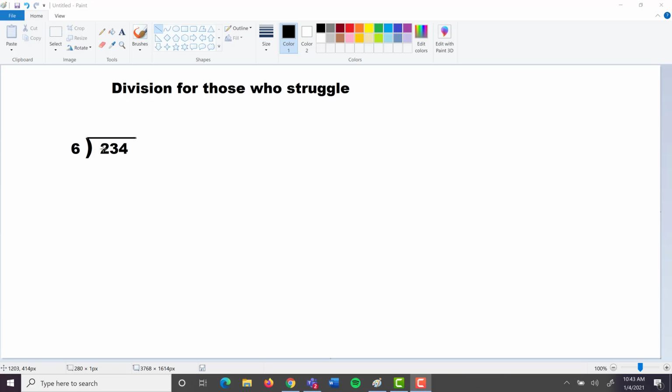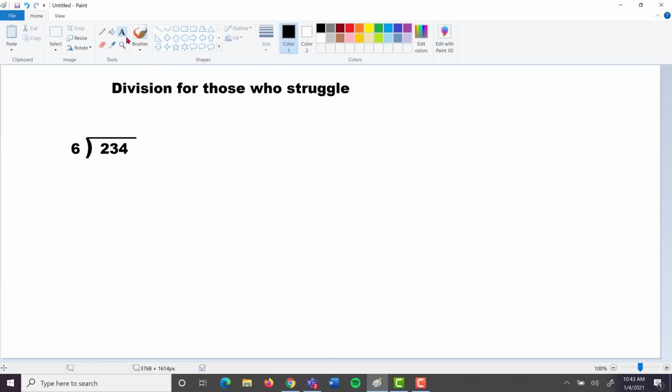So the first thing you're going to do is look at this number out here, the divisor, the one that we are dividing this number by, and that is 6. And so over to the side, we're going to create our 6 times tables. And like I said, this is for people who necessarily don't know their times tables. If you know them, you can still do this. But we're going to go ahead and assume you do not know your times tables.